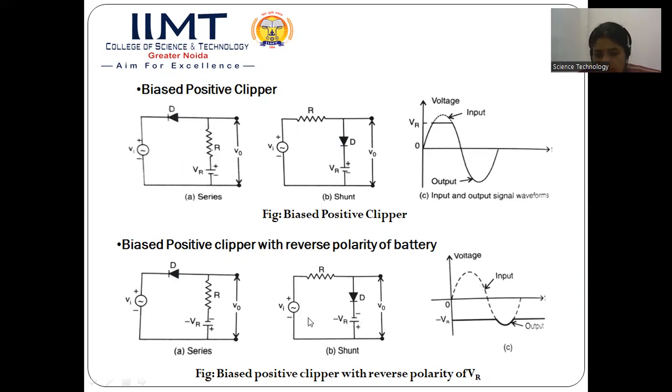During the negative half cycle, again the same thing happens. Whenever Vi exceeds VR, this diode will become reverse biased, and we will be getting the output waveform corresponding to the input. Once it becomes reverse biased, it will act as an open circuit, and we will be getting the output across this diode D. So there will be some value of VO. For the rest of the portion of the input wave, we are not getting any output. So that was your biased positive clipper.